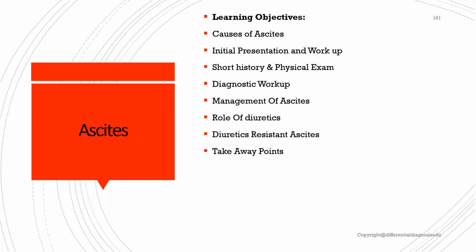We are discussing complications of cirrhosis. One of the complications of cirrhosis is ascites. So we will discuss causes of ascites, what the initial presentation and workup will be, how to take a short history and exam, what the diagnostic workup is, management of ascites, what the role of diuretics is, what diuretic-resistant ascites is, and what the takeaway points are.